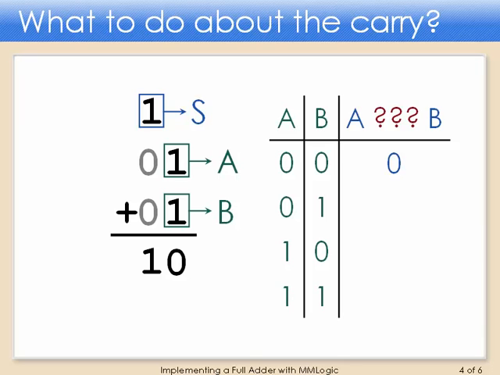If A is 0 and B is 1, you would also not expect to carry a digit, so this would be 0. If A is 1 and B is 0, again, you're not going to have a carry. You're not going to carry a digit to the next column. The only case in which you're going to carry a digit to the next column is if A and B are both 1. And you should recognize by now that this truth table is corresponding to the AND operation. And so we need an AND gate to represent our carry.